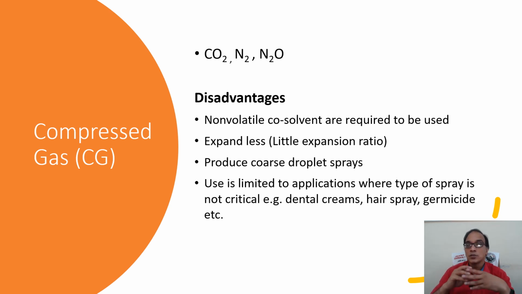As you might have seen in some perfume bottles, the perfume is sprayed in just a few drops, like tap water, and in some the spray is very good. So a good expansion ratio is a prime requirement for an aerosol system. They produce coarse droplet sprays because they have a low expansion ratio.